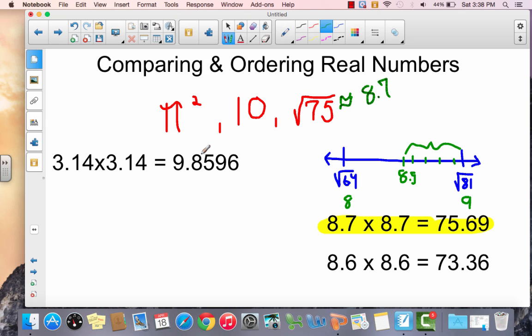So going from smallest to biggest, the first number, the smallest number, would be the 8.7. So I'd say the square root of 75 is the smallest. Working our way up, we would then go to the 9.8596. So pi squared would be the second. And then finally, our largest number there would be 10. And that's an example of how we would order real numbers.